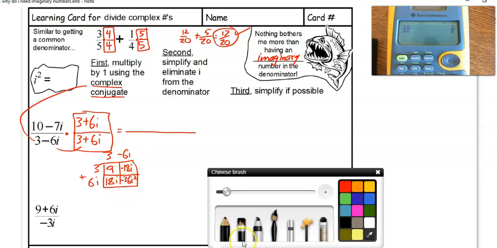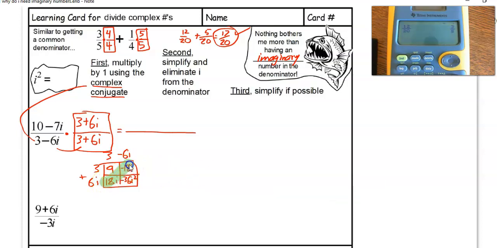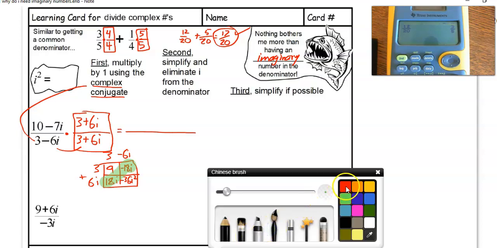All right, so what's interesting about that, I think, is when you combine like terms, you're going to recognize that the negative 18i and the 18i are going to cancel each other out.